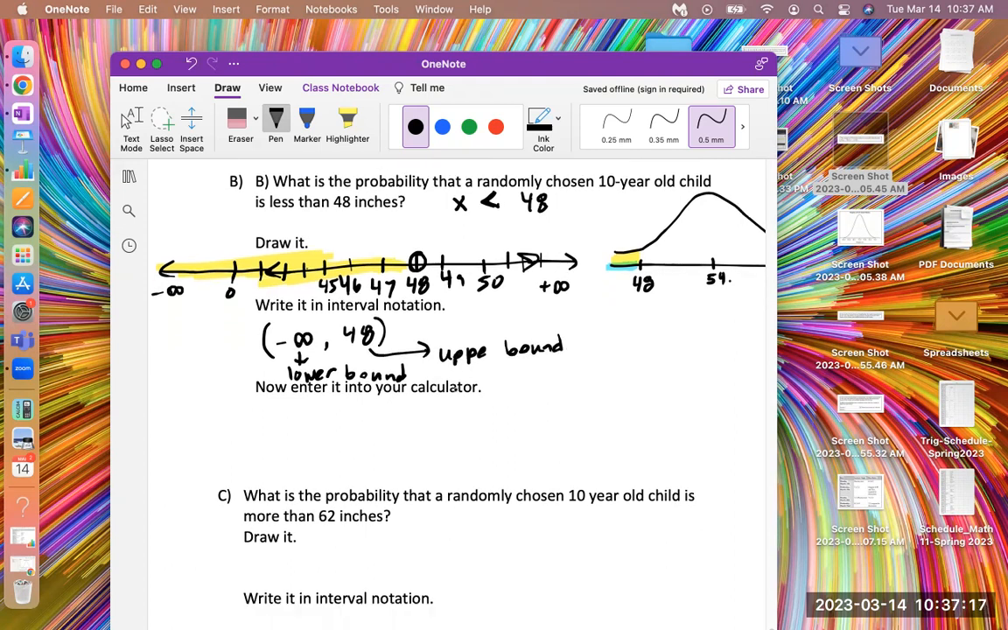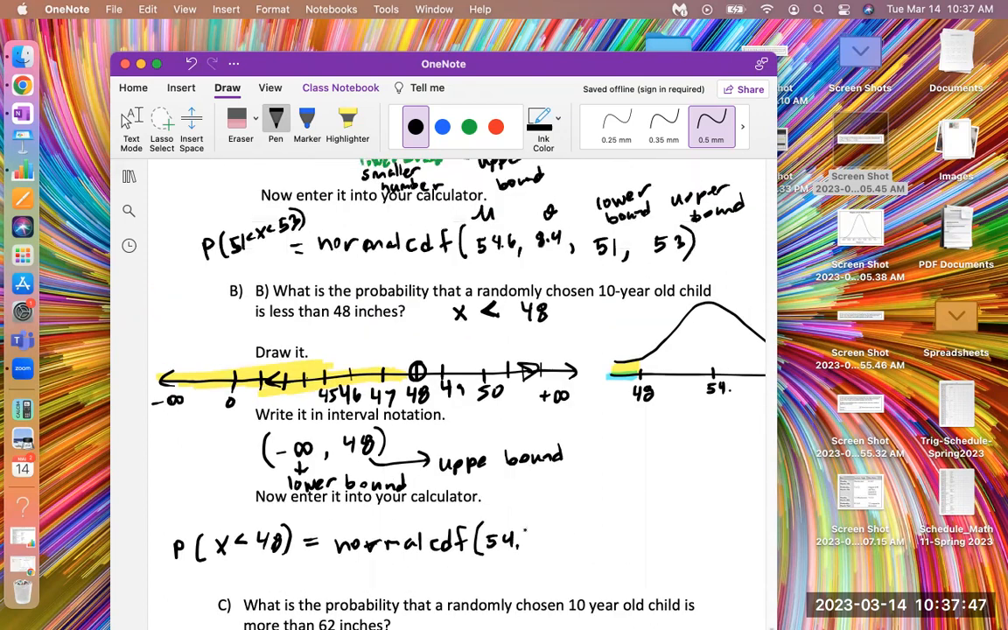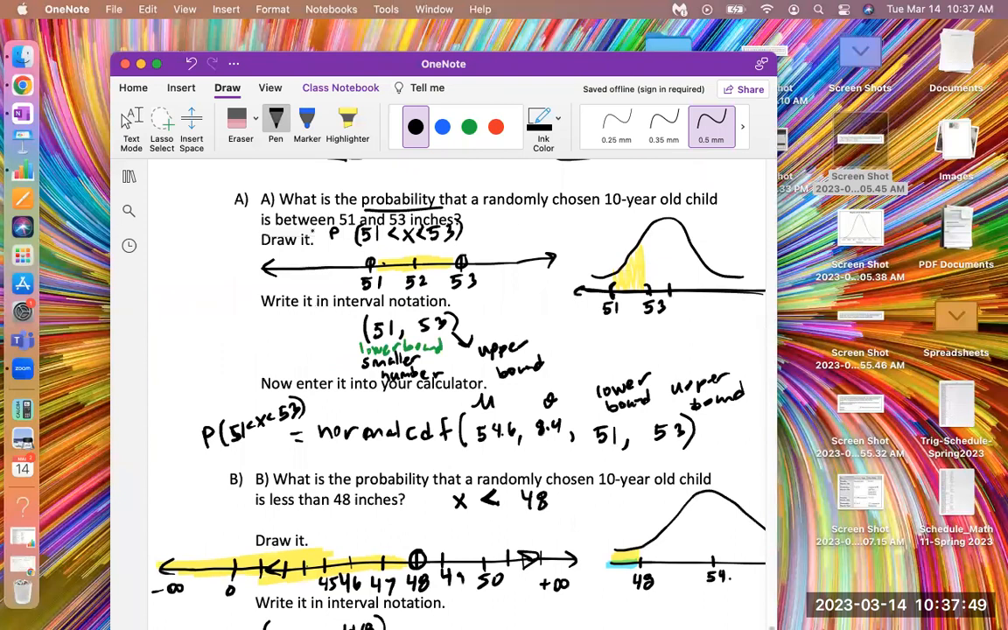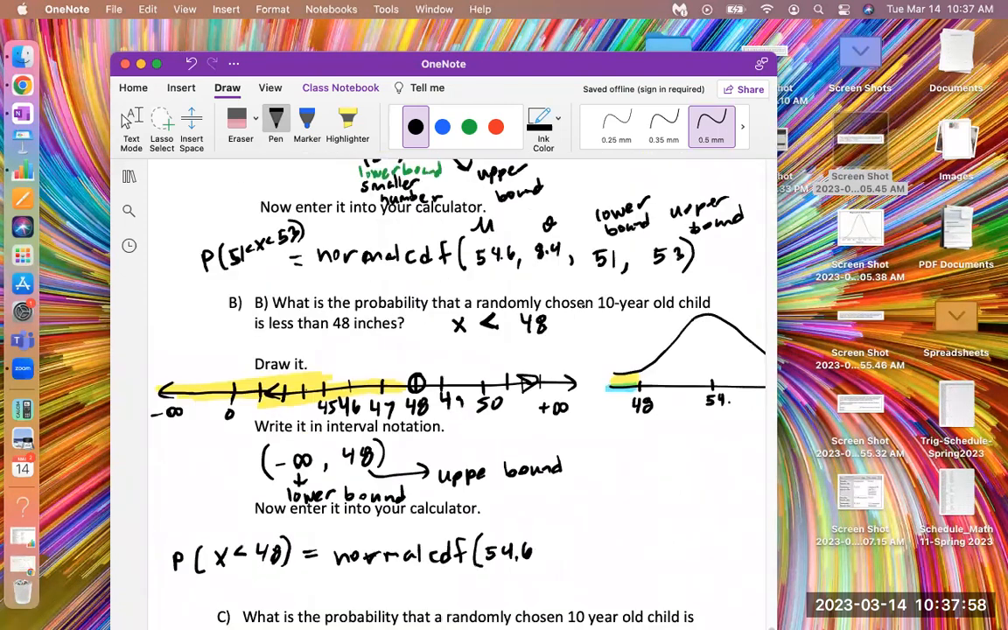Okay. And how we would enter into our calculator is we would write it like this: the probability of the variable being less than 48. Okay, that's shorthand for probability of the variable being less than 48 is equal to the normal CDF. And I'm going to enter in the same mean and standard deviation that we saw a minute ago above, because this is the same problem. It's still dealing with the heights of the kids, and the mean is 54.6 and the standard deviation is still 8.4. So we could still put that in for this problem.